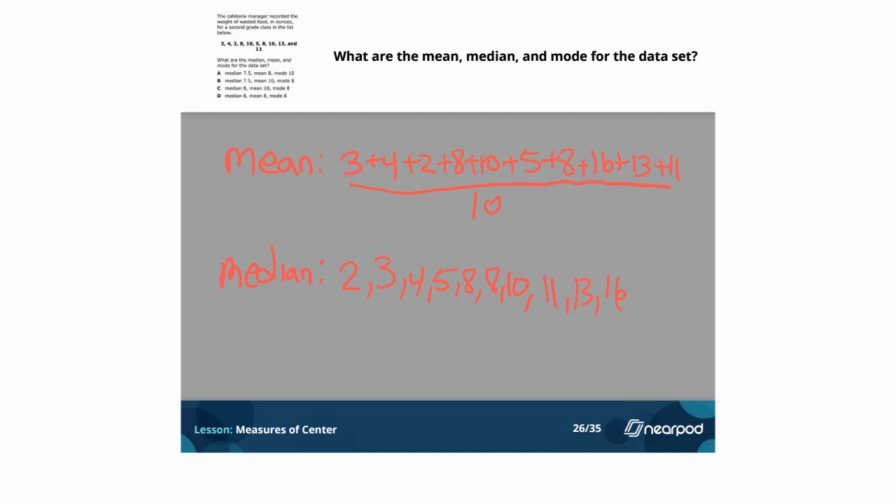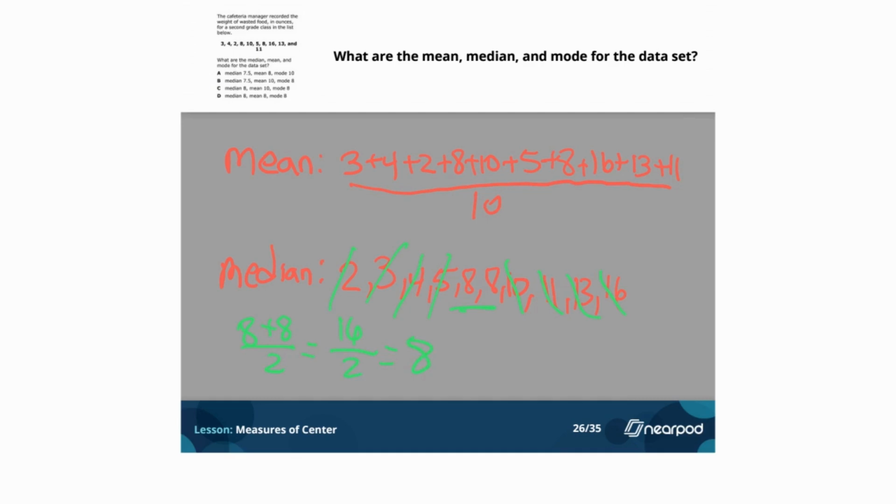So again, median is your middle number. So cross out one from the left, one from the right, one from the left, one from the right, one from the left, one from the right, one from the left, one from the right. So in this case, I have 2 numbers left over, like the previous time. So what you're going to do is add these two and divide by 2. 8 plus 8 divided by 2 is 16 divided by 2, which is 8.